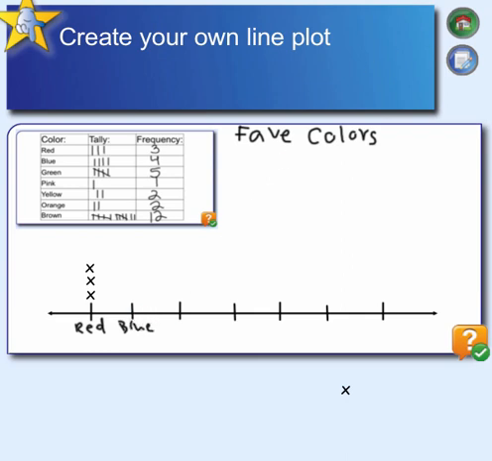So what was the frequency for blue? I need to look back up at my chart, and it looks like from the data there were 4 tallies and frequency number of 4. Good job. So 4 times a squirrel responded that blue was his or her favorite color.